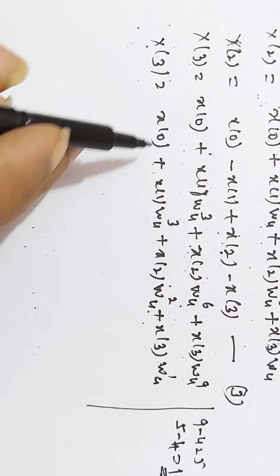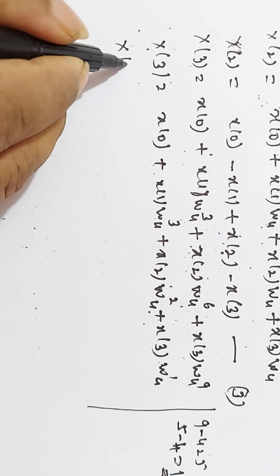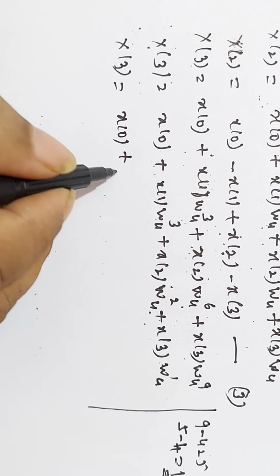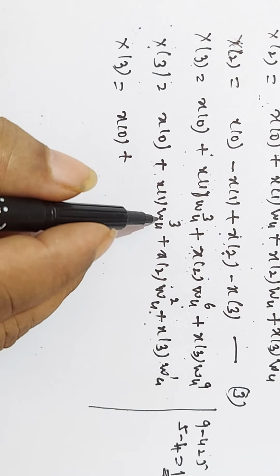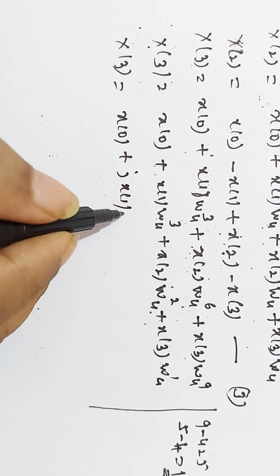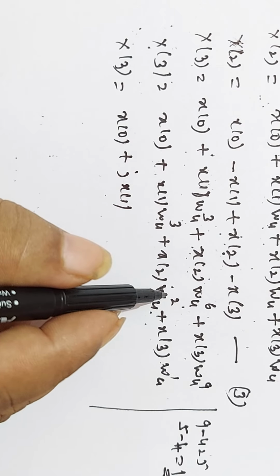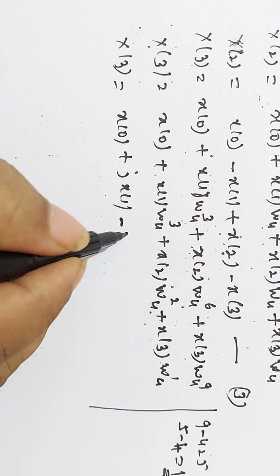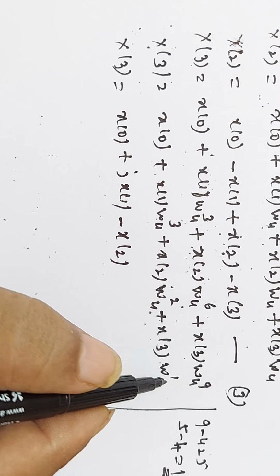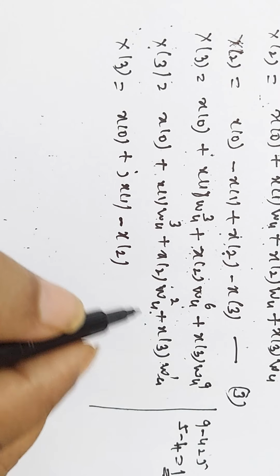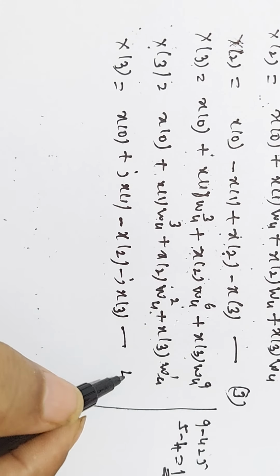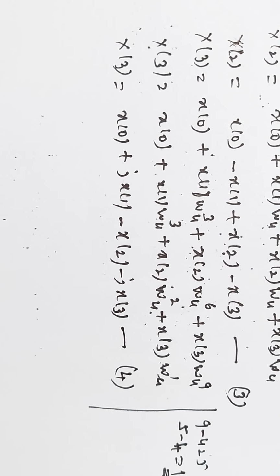And substitute these values for this. We get x of 3 is equal to x of 0 plus W43, which is plus j, into x of 1 is j x of 1. W42 is minus 1, therefore this is minus x of 2. W41 is minus j, therefore minus j into x of 3. This is minus j x of 3. This will give the fourth point DFT.